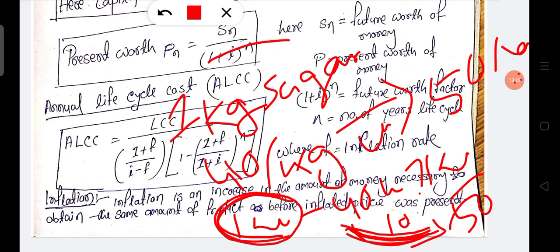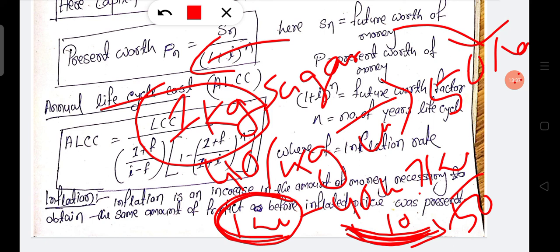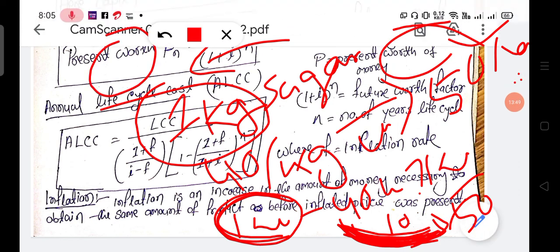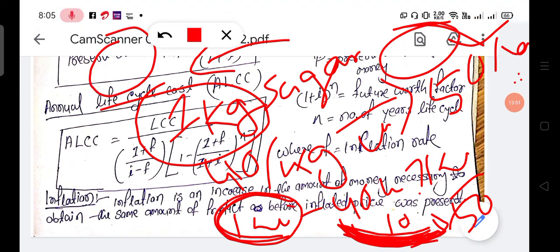Before inflation we get 1 kg, and after inflation we also want that 1 kg. So this increase in the amount of money necessary to get the same amount of product, before and at present, is called inflation.